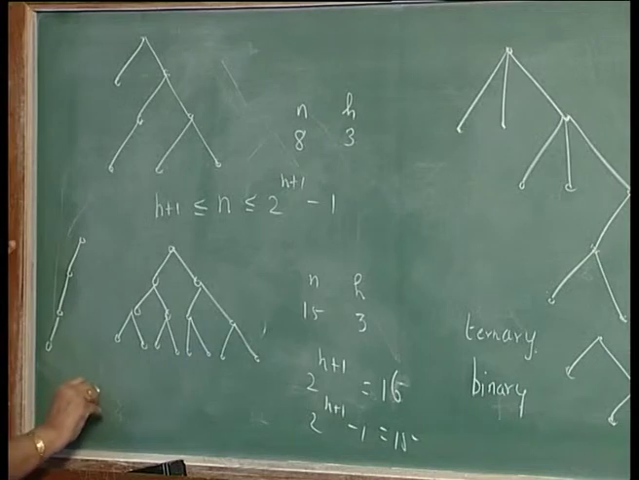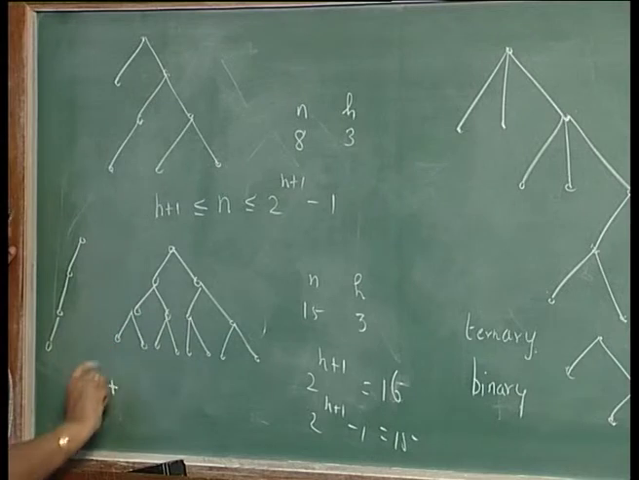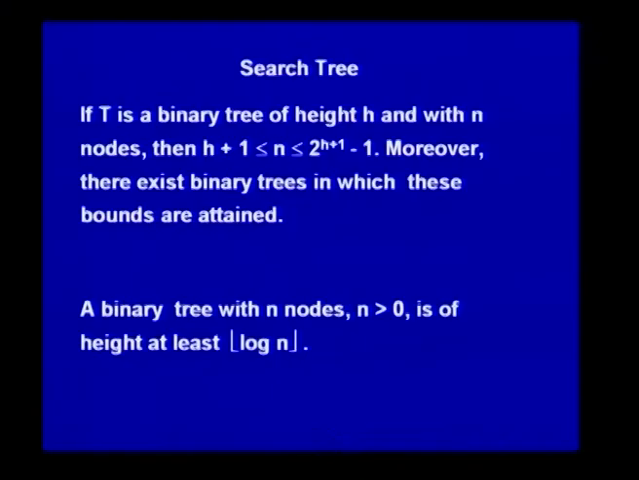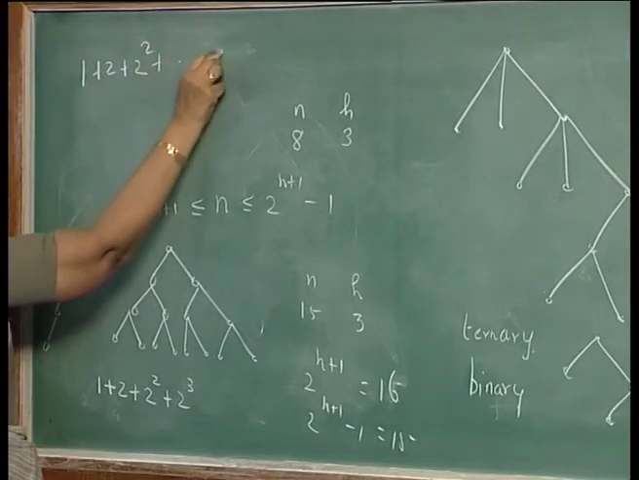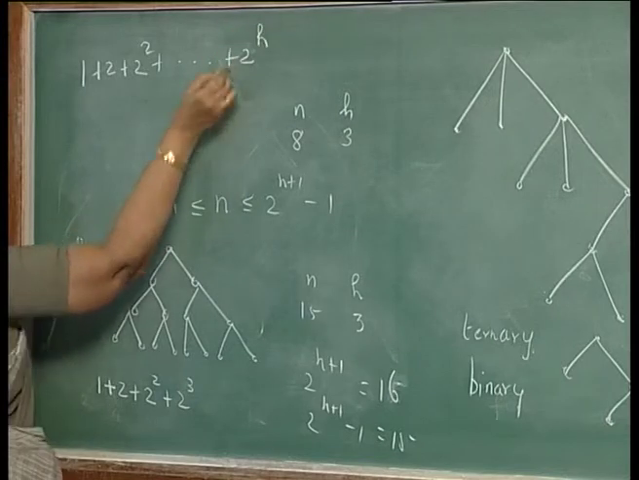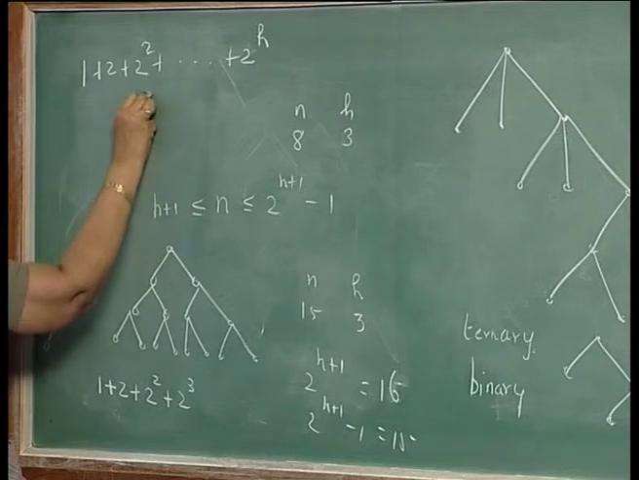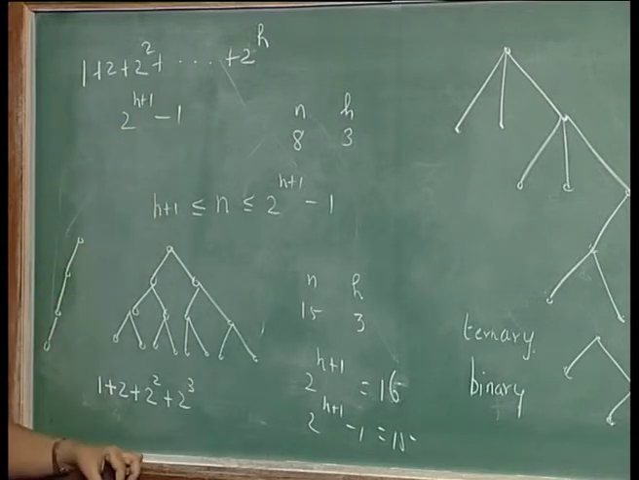If the height is h, at level 0 you have 1 node, at level 1 you have 2, at level 2 you have 2 squared nodes, at level 3 you have 2 cubed and so on. So, in general if the height is h, the maximum number of nodes you can have is like this. It is a geometric series sum, and it will sum up to 2 power h plus 1 minus 1.